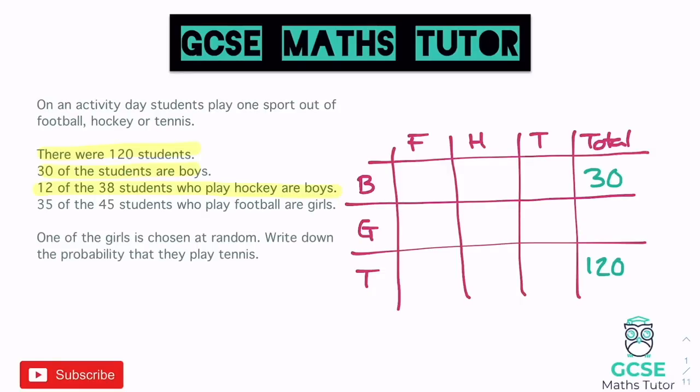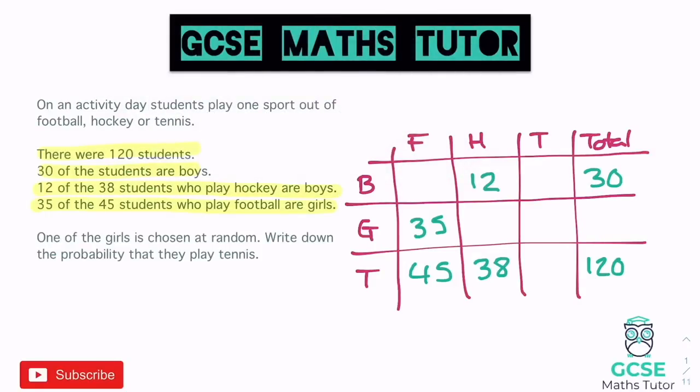Let's have a look for the hockey column. 12 boys out of 38 down there. And we've got the same piece of information here with the football. It says 35 of the 45 who play football are girls. So in the football column, we've got 35 are girls out of the 45. There we go, so that allows us to put 2 bits of information in. So now we can go about actually filling in the rest of this table.